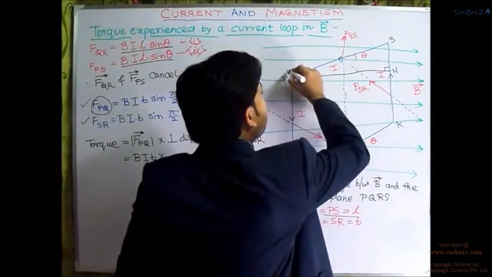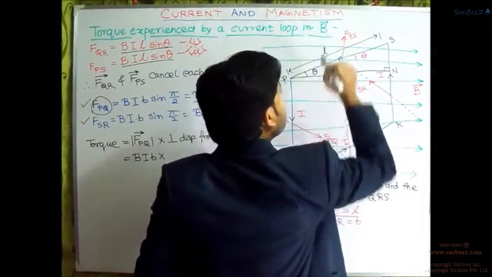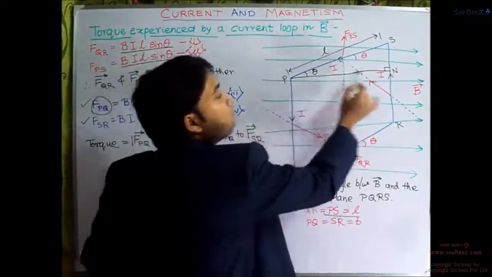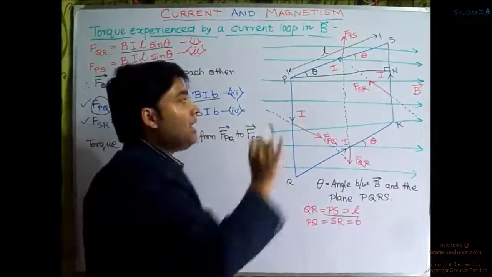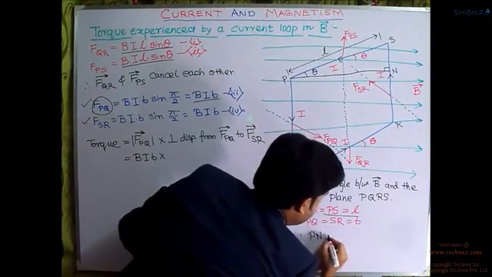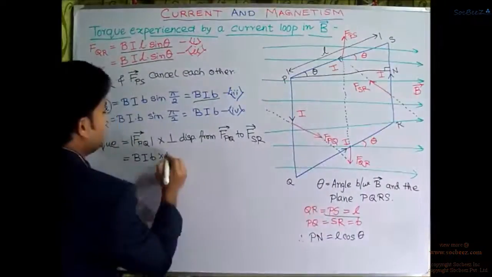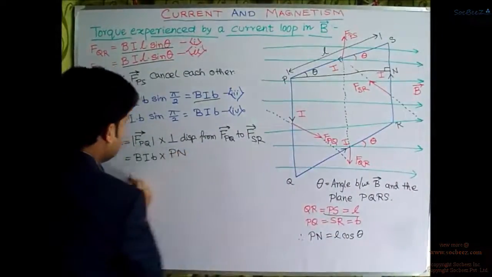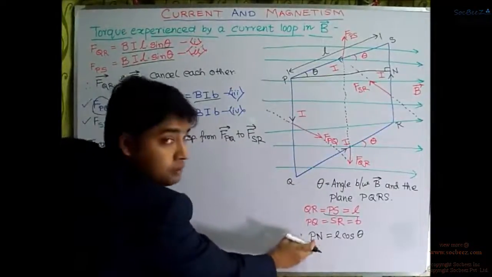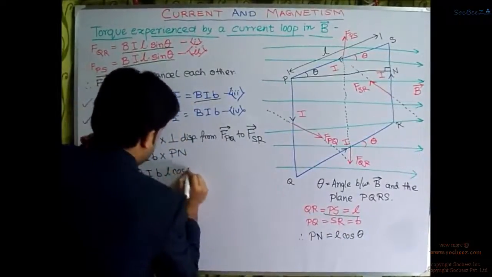So this value will be equal to L. If this is L, from trigonometry we know that this value of Pn will be equal to L cos theta. So Pn will be equal to L cos theta. So multiplied by this Pn, which will be equal to BIB, the value of Pn now replaced by L cos theta. This will be L cos theta.